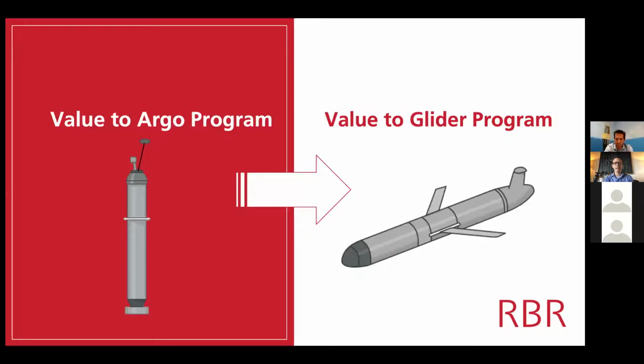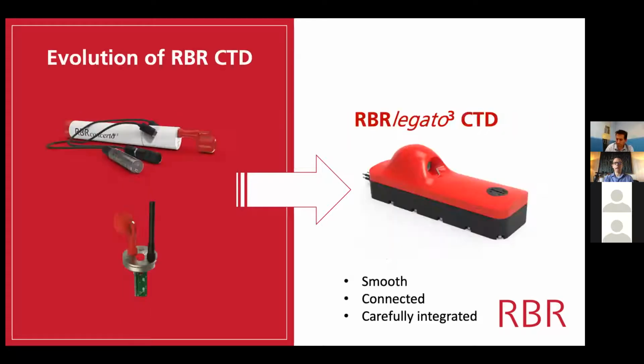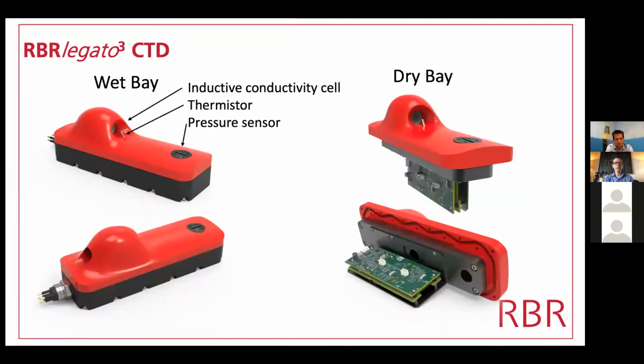Now, we have taken that type of value from the Argo program and translated it to the glider program, and that has resulted in the RBR Legato. It's not a new CTD; it's an evolution of our existing CTD technology that's well proven and trusted, in a new form factor that's smooth, connected, and carefully integrated into the geometry of the gliders to maximize their performance. So the RBR Legato CTD has two flavors, if you will. It has the dry bay.